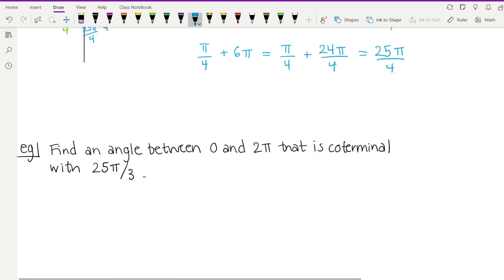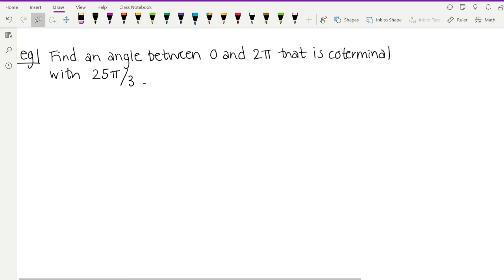All right, one last example in this video. This is going to kind of ask us to work backwards. So this is actually a pretty common thing that you want to be able to do in this class: if you're given a very large angle, you might want to be able to figure out what is a more normal, easy to work with angle that is coterminal with this angle.